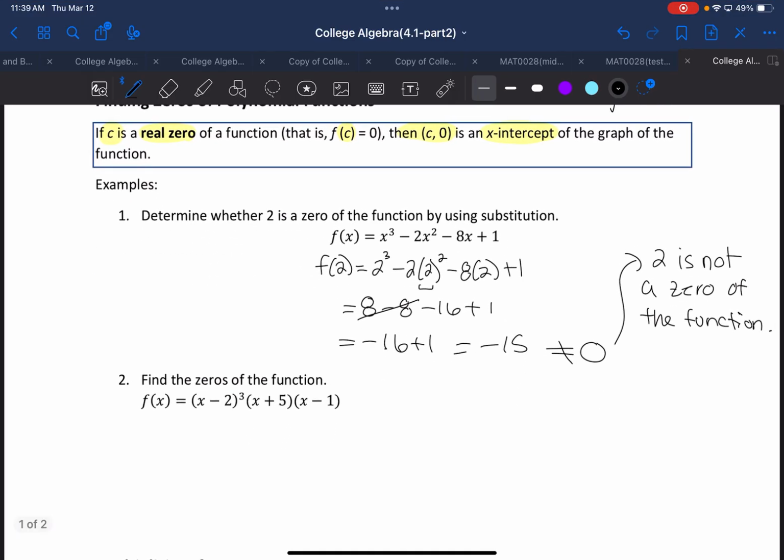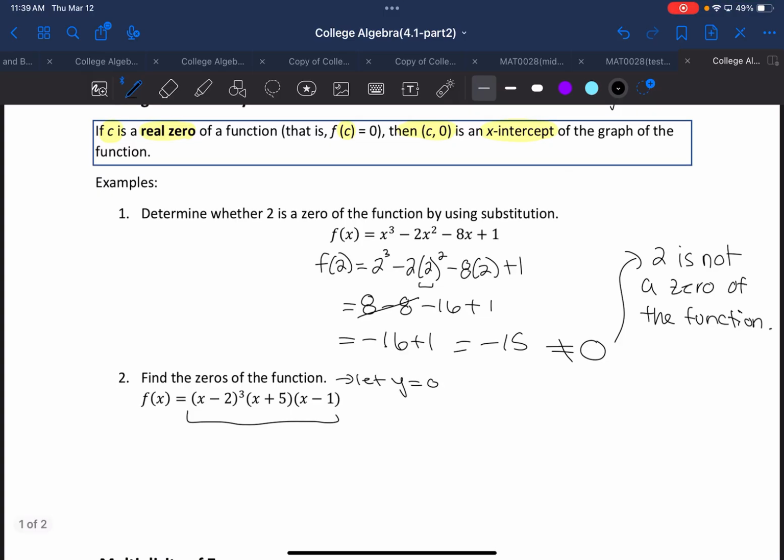Okay, now number 2. This is a different type of problem. This says find the zeros of the function. So what do you do? Would you set each one equal to 0? Yes, exactly, but you're skipping a step. First thing I'm going to do is set the whole thing equal to 0, right? Because to find the 0, we need to let y equal 0. And f of x is y. So I'm replacing f of x with 0.